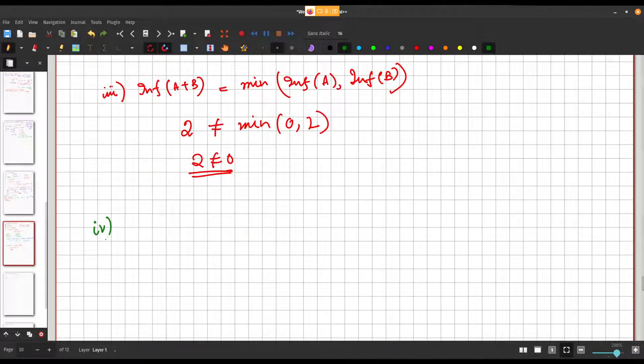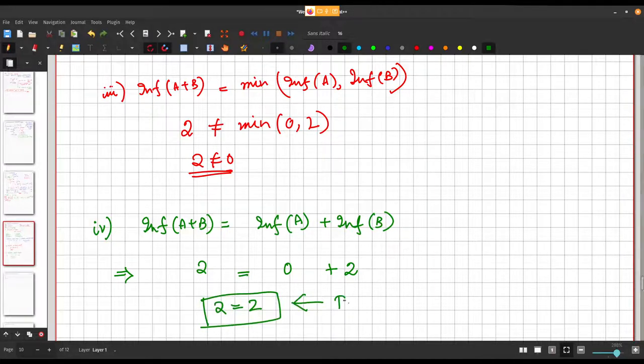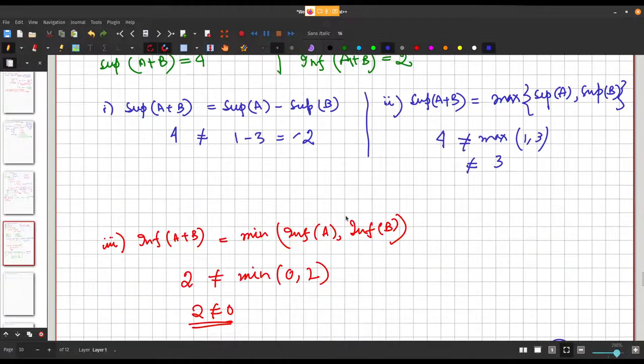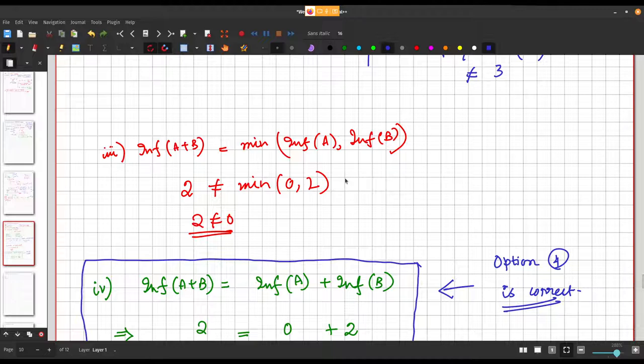So let us also check the fourth possibility, that is supremum of A plus B is equal to supremum of A plus supremum of B. And for the examples that we have taken, we can easily calculate it. So here supremum of A plus B is 2, and supremum of A is 0, supremum of B is 2. So you can see that this is giving 2 equal to 2, which is true. That means option number 4 is the correct one. So option 4 is correct. Okay. So I hope you have understood it correctly here.